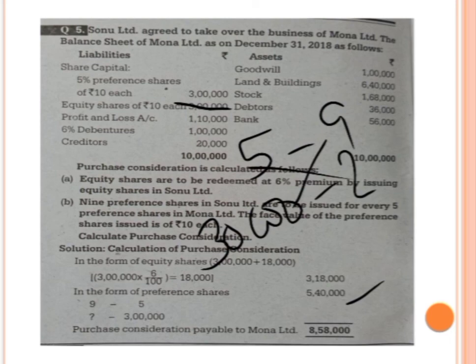So when you add the value of equity received and the value of preference shares received, you will get the total purchase consideration. So here 3,18,000 plus 5,40,000, you get 8,58,000. So that is the purchase consideration payable by Sonu Limited to Mona Limited. This is how you have to calculate the purchase consideration. Very small calculation which will come for 6 marks.